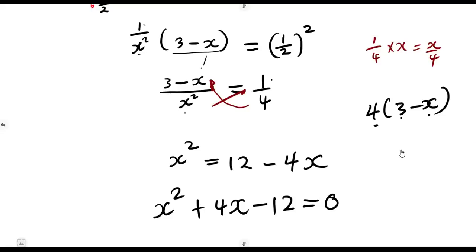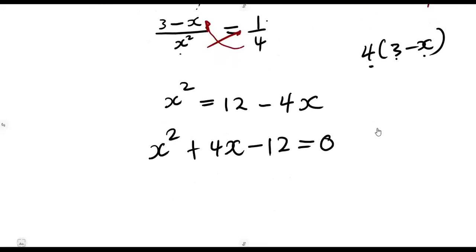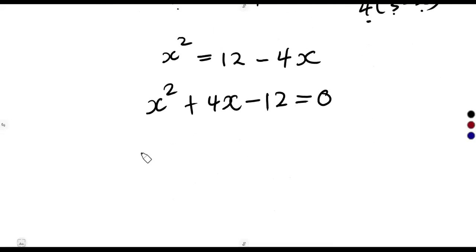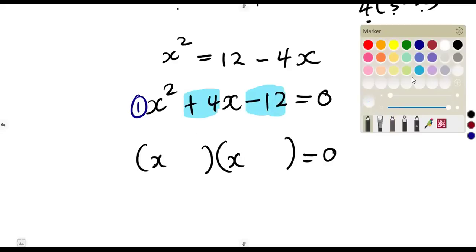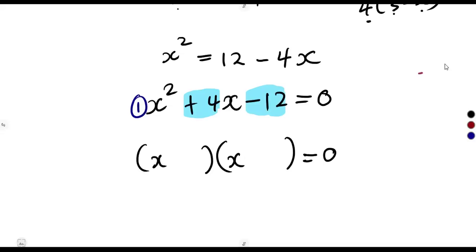So we can solve our quadratic equation at this stage. Since the coefficient of x squared here is 1, I can simply have x here, x here. What are the factors? The product must be negative 12, but they add up to 4. Two numbers that multiply to give negative 12: that's 6 and negative 2. If you multiply, you get negative 12, and if you add, you get a positive 4.